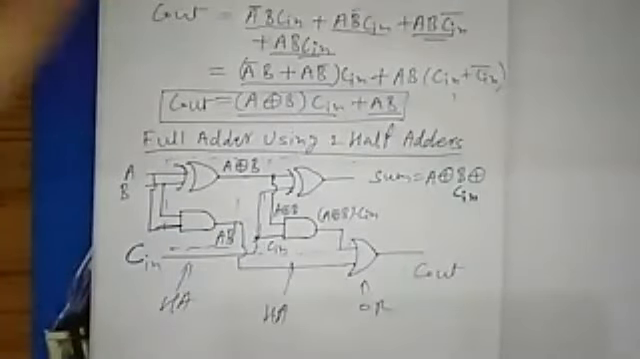Now if you want to see that, previously I have implemented and shown this. Two half adders and one OR gate are required to implement Cout and sum. The same thing I have put in a logic diagram here.